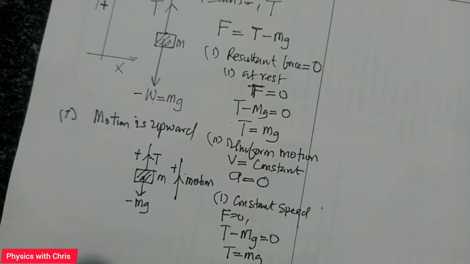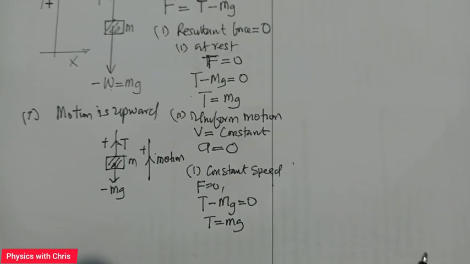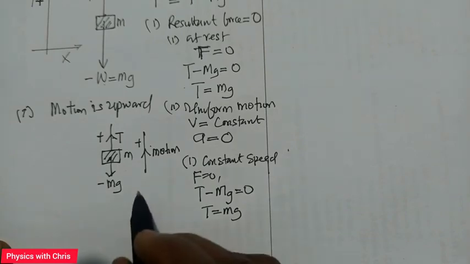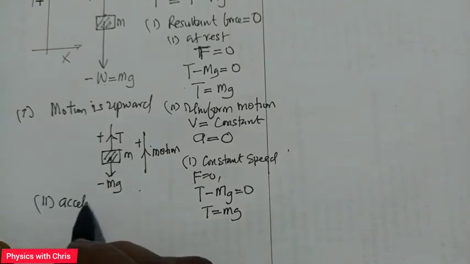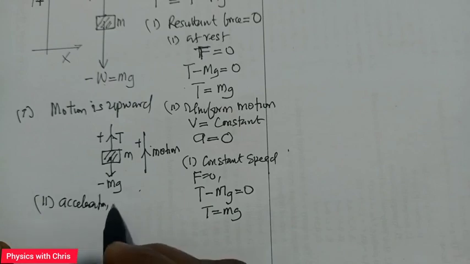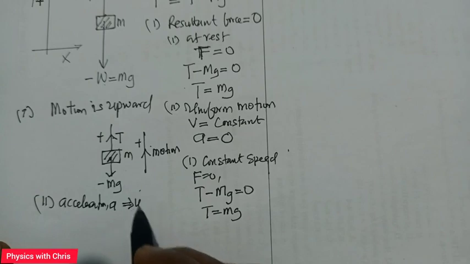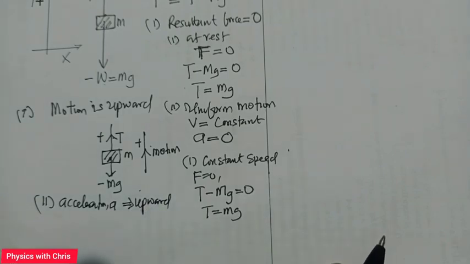That is when it moves upward with constant speed. What about the case where the body accelerates? Case 2, the body accelerates upward, that is, acceleration A in the upward direction. The body moves up with a constant acceleration A.